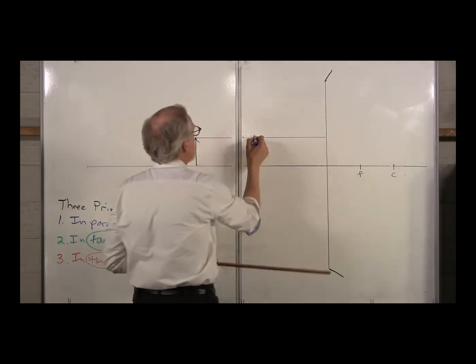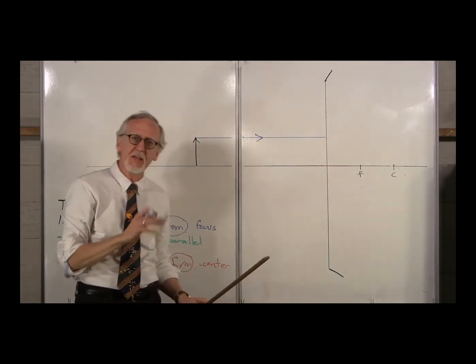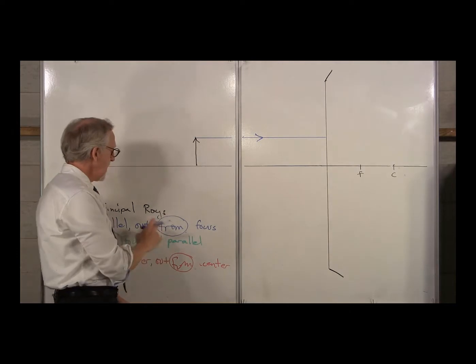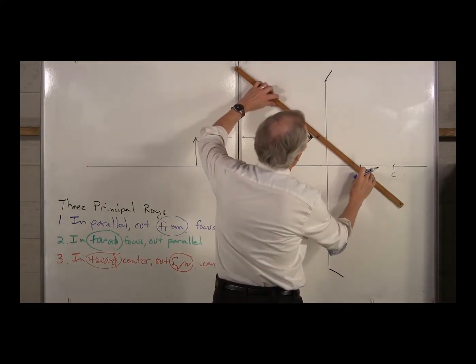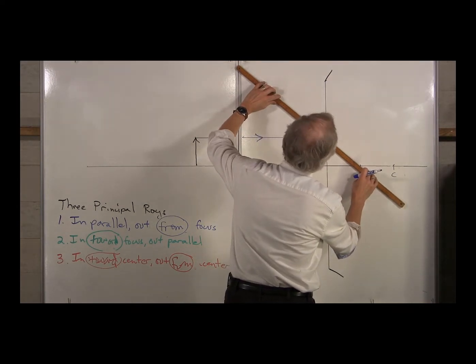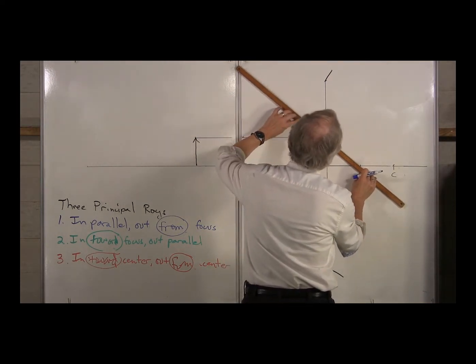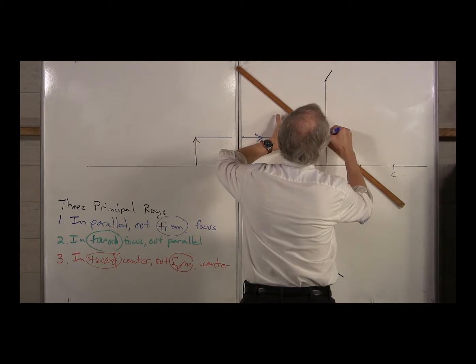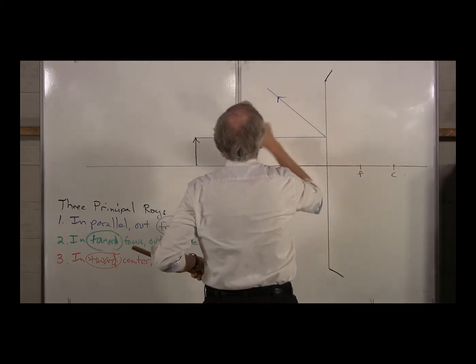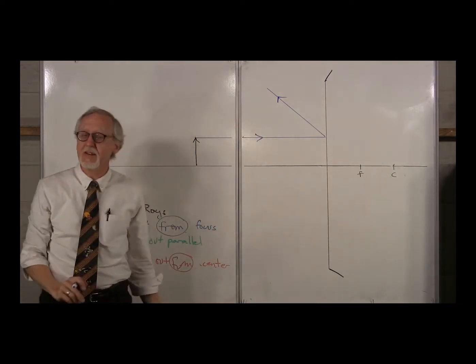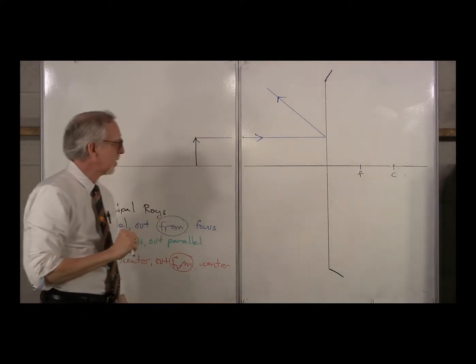and again put a little arrowhead on it to indicate that it's going in toward the mirror, and then out from the focus. So we want to draw a reflected ray from the focus. It's then going to go up in that direction. And again, draw in a tab on the reflected ray indicating it's going up that way.